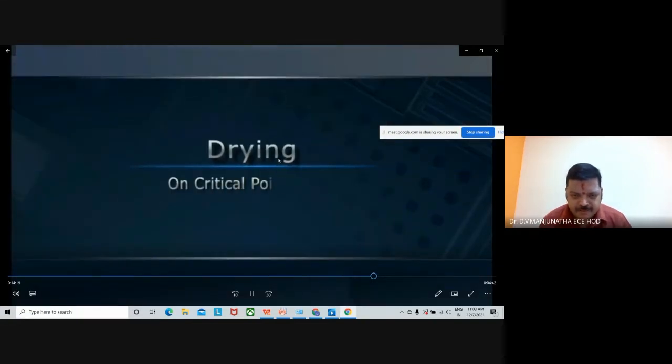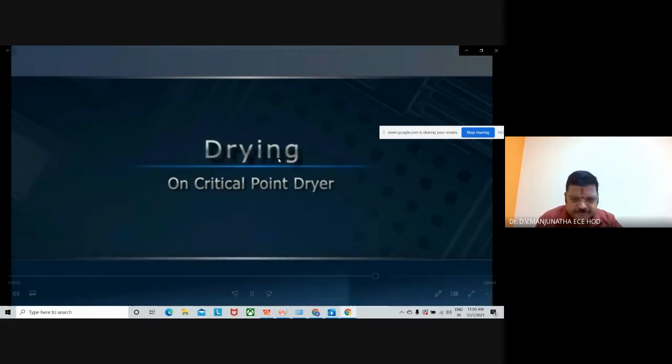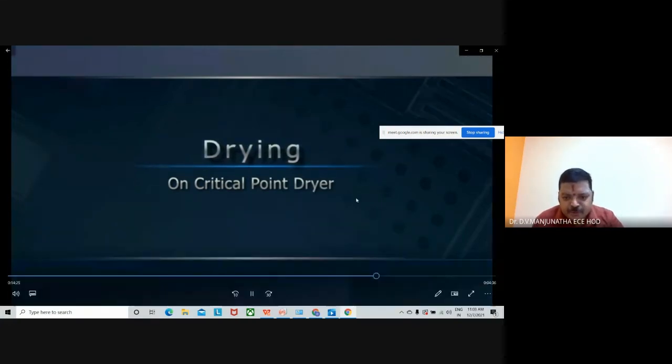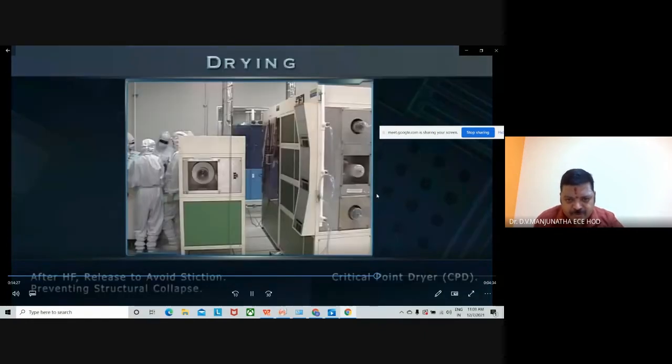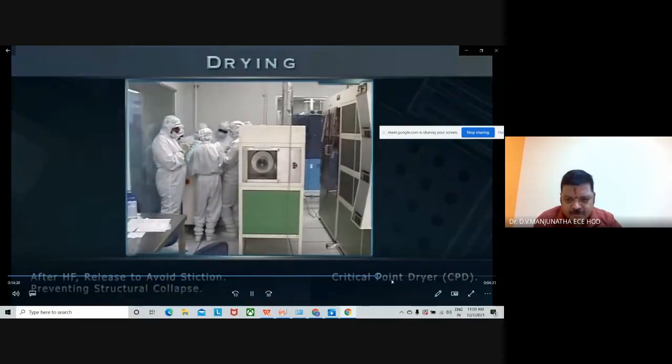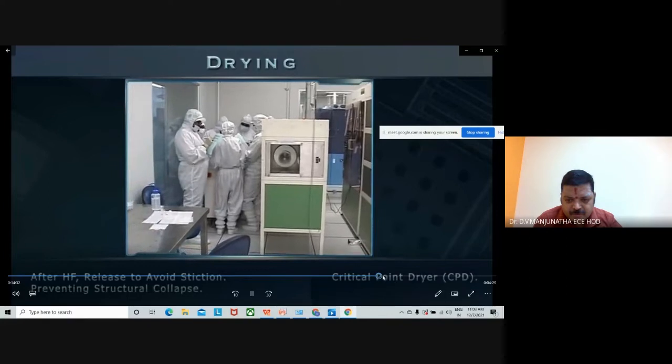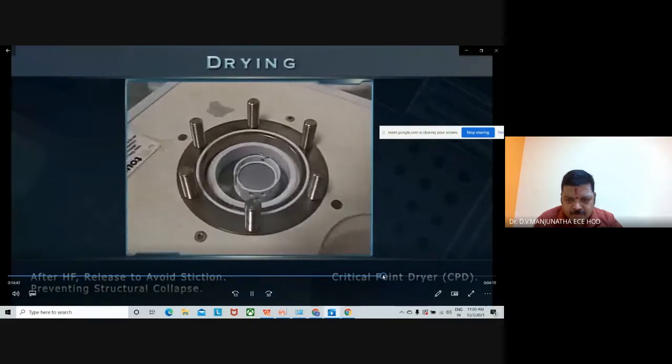So, drying. After drying, only then can the product be used. Next, we advance to the step of drying the wafer to expose its inner chamber.